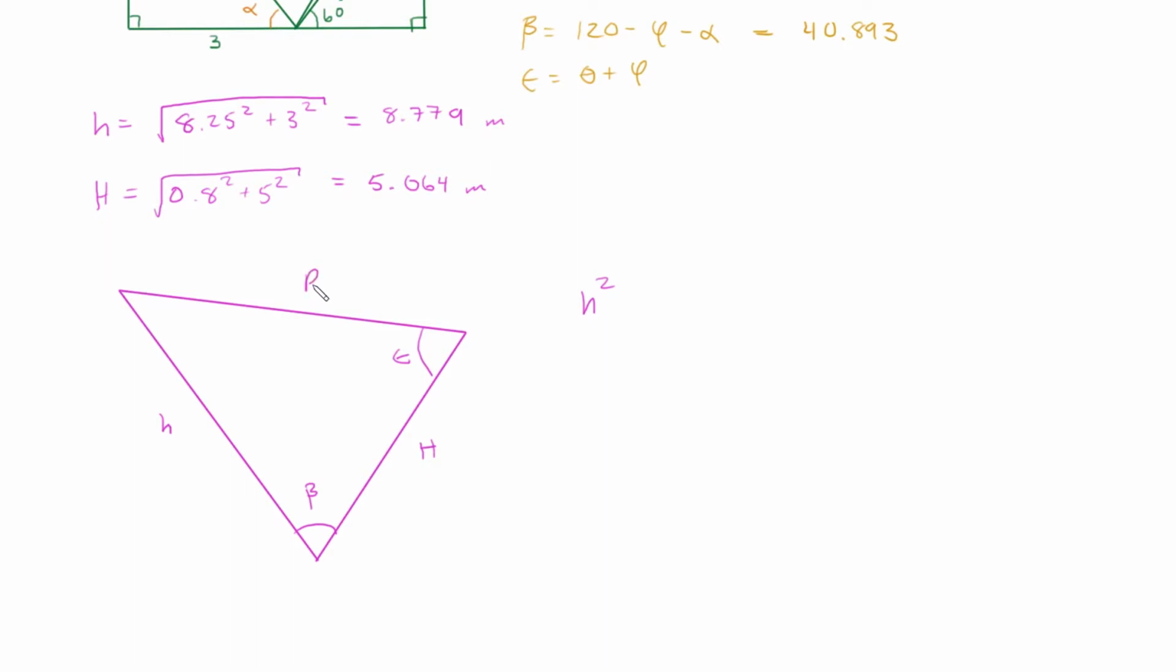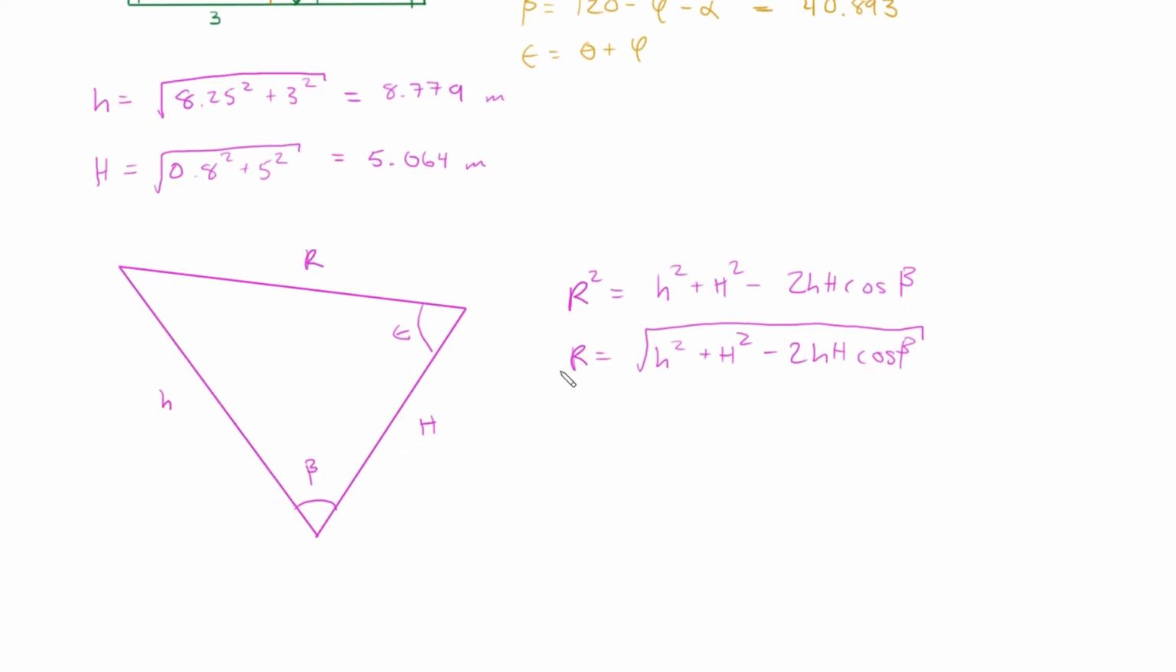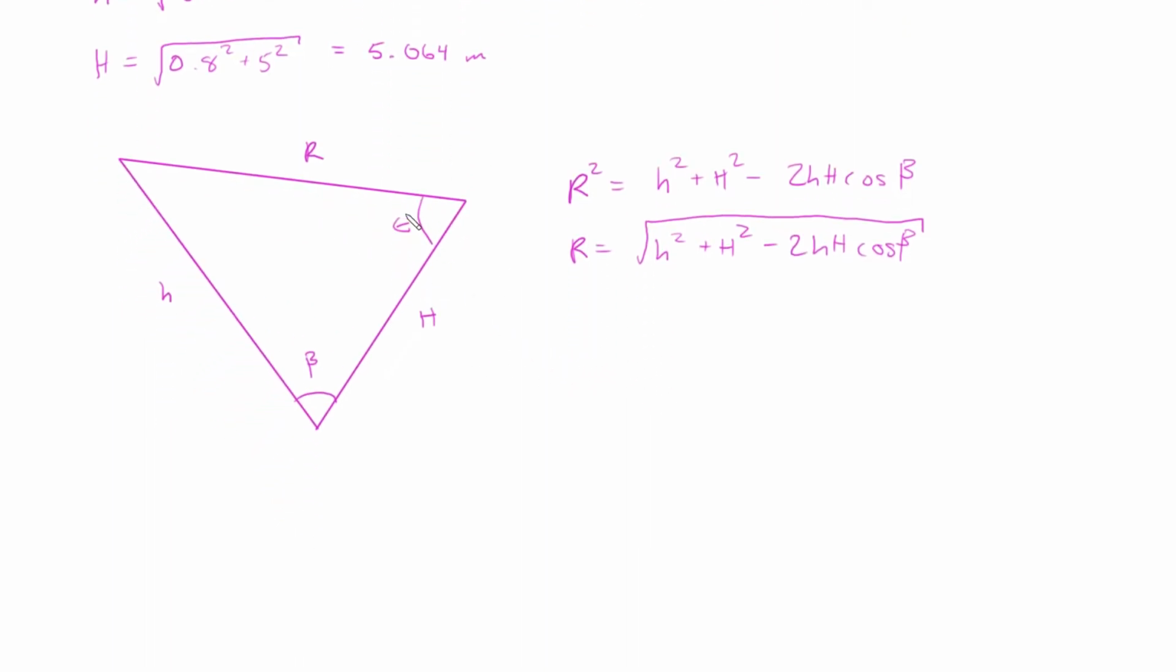We'll call it R. I don't know what to call it. So we'll define that side as R, and we're going to solve for R. So this will be R squared equals h squared plus big H squared minus 2h big H cosine of beta. So we're going to define R as the square root of this. Take the square root of that, and that'll be our definition of R. So now that we know R, I'll calculate this later, but now that we know R, we could define this angle epsilon by using the law of cosines again.